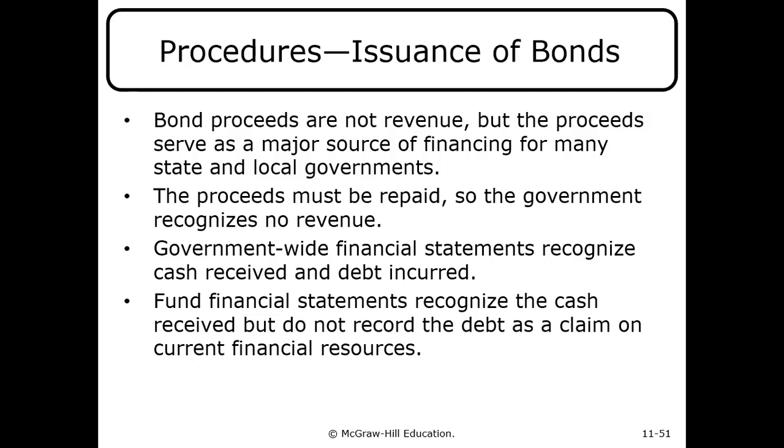Quick look. Take a look on page 545. When the government issues bonds, for fund financial statement purposes, they debit cash and they credit something called other financing sources, bond proceeds. So they look at it as a source of funds, not as a liability. It is a liability, but for fund financial statements, it's not recognized as one when recording it.